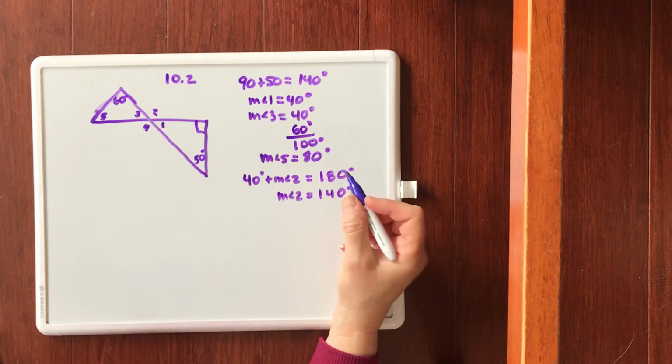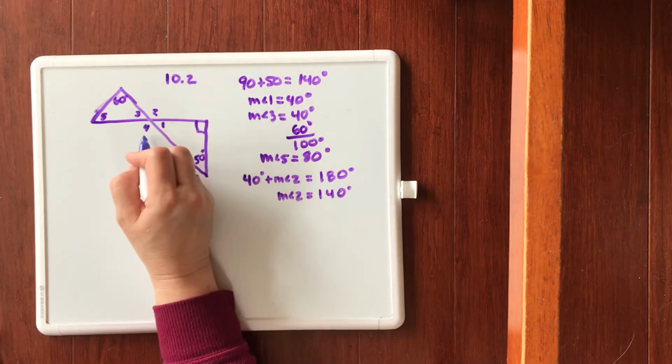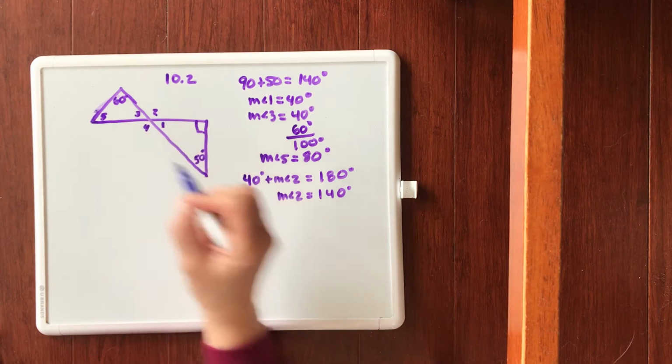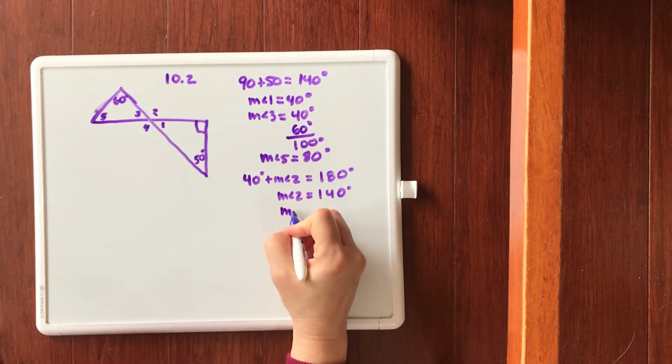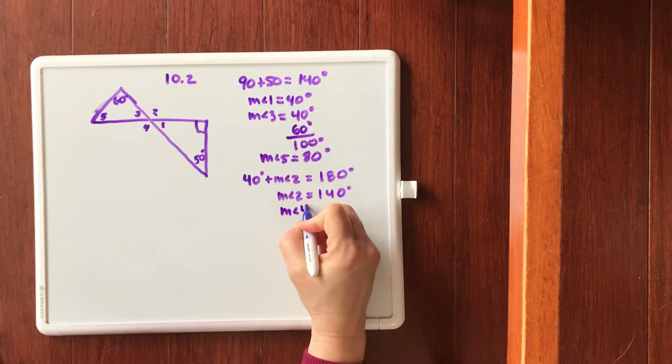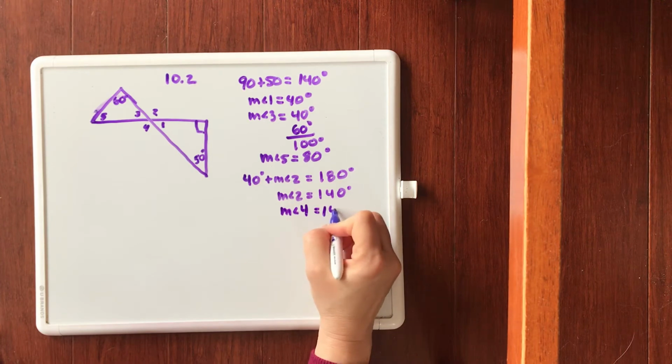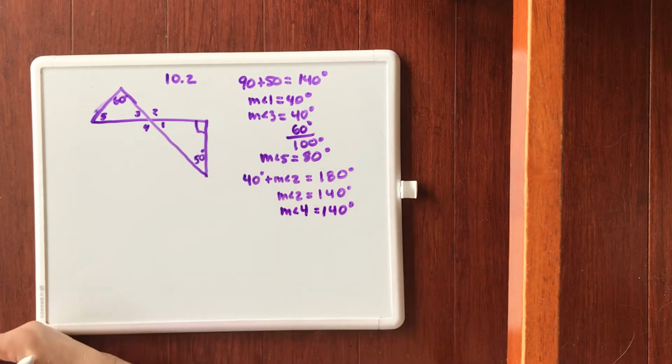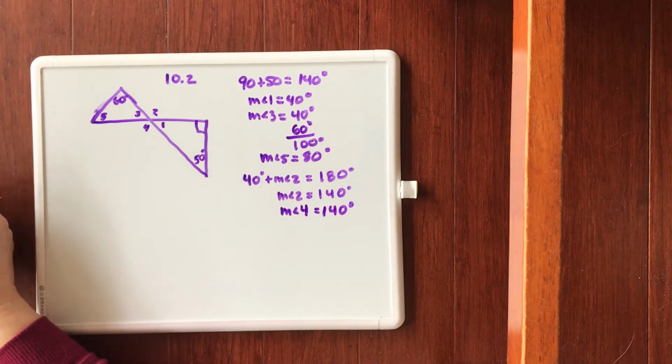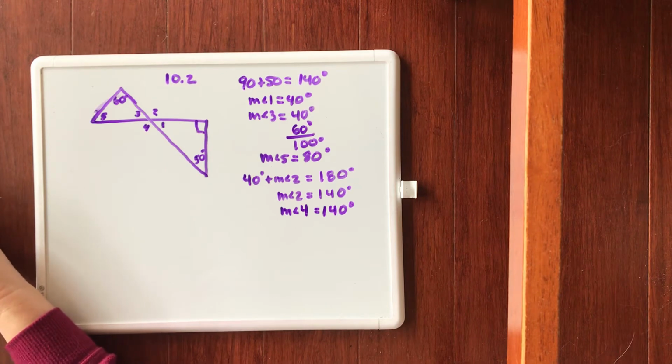So what does that tell us about this angle? Well, these are vertical angles, aren't they? So right away, because vertical angles are congruent, the measure of angle 4 also equals 140 degrees. Okay, so you'll have some homework problems that are like that. Let's go on to a different concept.